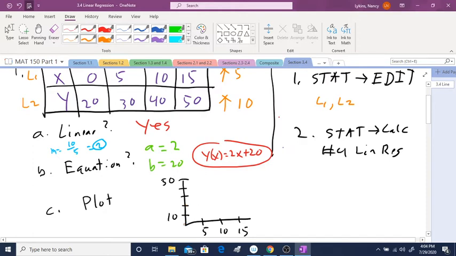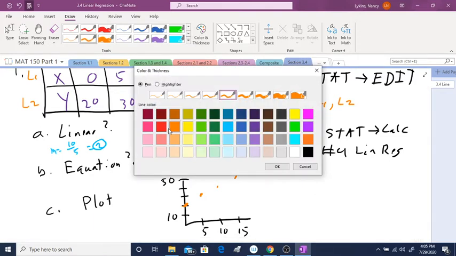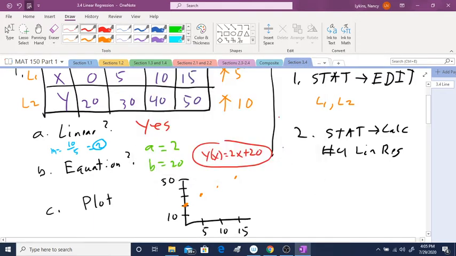So I'm doing 10, 20, 30, 40, 50. So 0, 20; 5, 30; 10, 40; 15, 50. And that should be a straight line. That's what linear means, straight line.